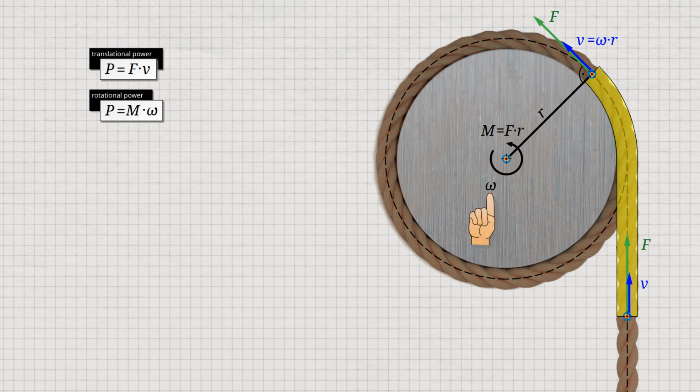Note that the angular velocity is directly related to the rotational frequency f, as shown. In engineering, the rotational frequency is also known as the rotational speed and is often denoted by the letter n instead of f. If we replace the angular speed omega in the formula for the rotational power by the expression 2 pi times n, we can see the relationship between power, torque and rotational speed of a rotary movement.